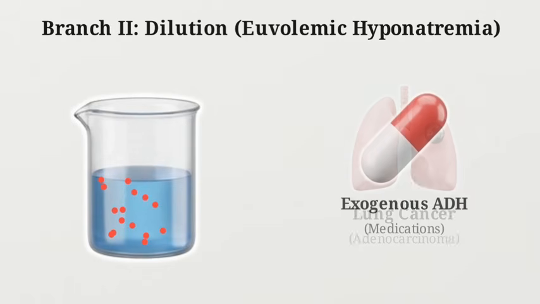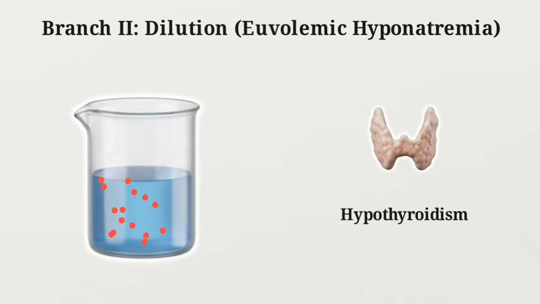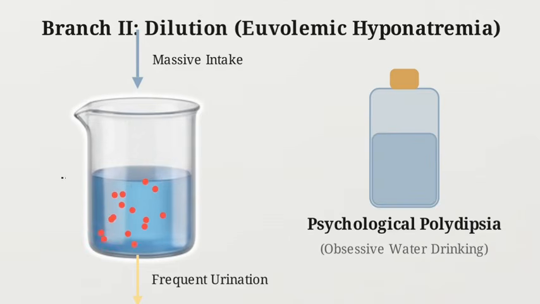Exogenous sources, such as prescription drugs containing ADH, also artificially create this water-retaining euvolemic state. Systemic endocrine disruptions, notably hypothyroidism, also reduce free water clearance, leading to similar dilution. The final cause in this branch is behavioral, psychogenic polydipsia, or obsessive water drinking. A massive, continuous intake of water dilutes the body's sodium stores faster than they can be managed. Yet polydipsia does not cause hypervolemia. Normal, frequent urination compensates for the extreme volume intake, keeping the patient technically euvolemic, while still dangerously diluting their sodium.